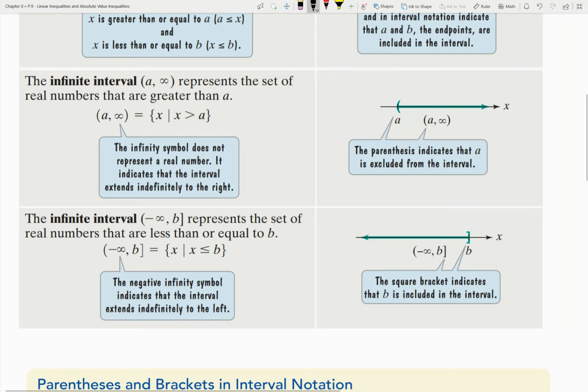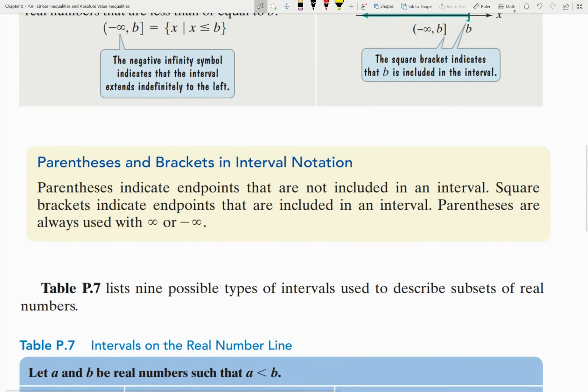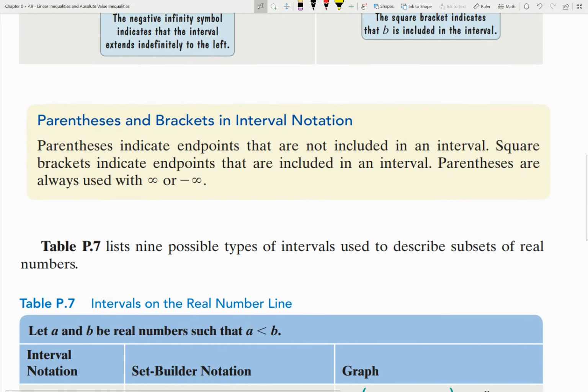And then depending on whether I have greater than or less than, or greater than or equal to, less than or equal to, we use the parenthesis or the square bracket to say whether or not it is included or excluded from the interval. Like I just said here, parentheses indicate the endpoints are not included in an interval. Square brackets indicate endpoints are included in an interval. Parentheses are always used with infinity or negative infinity.